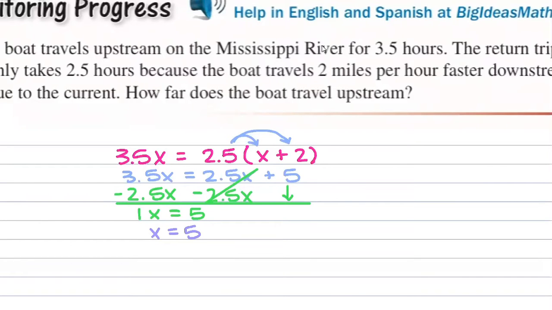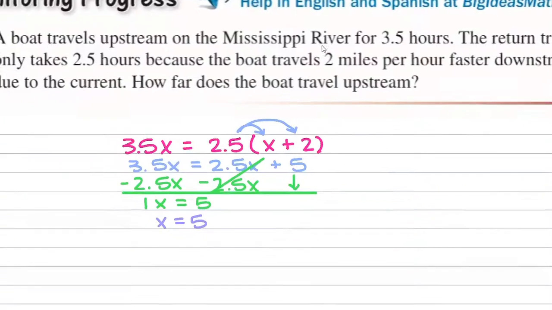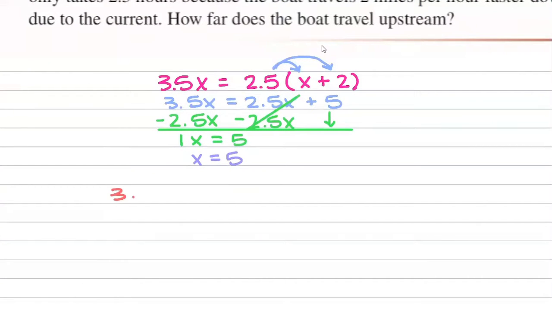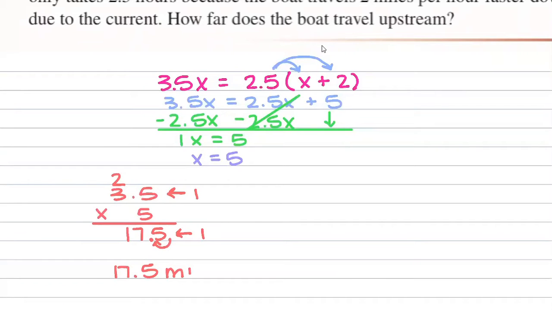So you can do this one of two ways. You could either find your distance by doing 3.5 times 5, or do it to where you plug the 5 into the 2.5 times 5 plus 2. So it's totally up to you. I find just multiplying is easier. So if I do 3.5 times 5, 5 times 5 is 25. 5 times 3 is 15 plus 2 is 17. I have one decimal place in my question, so I'm going to have 1 in my answer. So that's 17.5 miles. So my distance is what I was asked for.